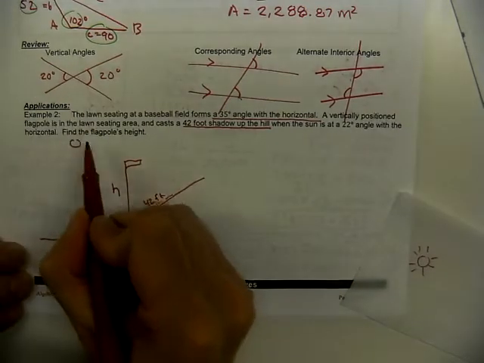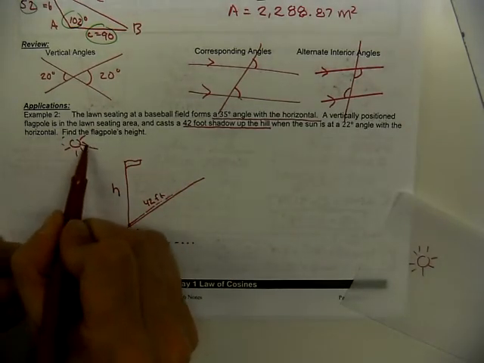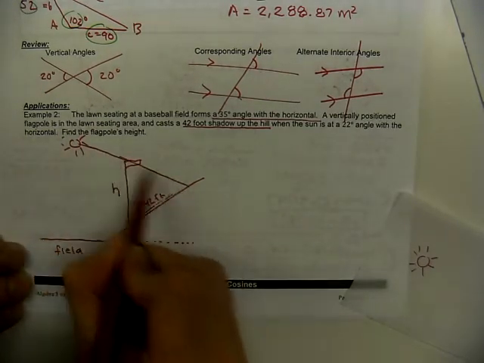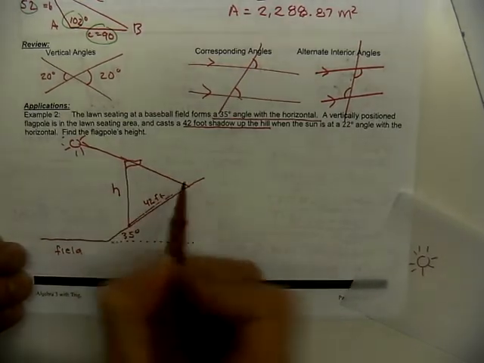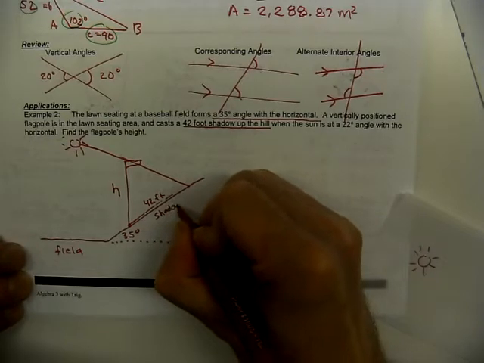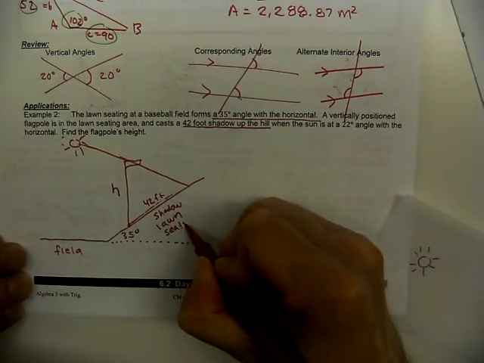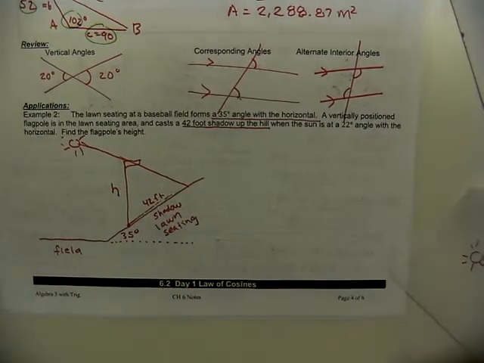So in other words, our sun is up here. If we draw a ray of light hitting the tip of the flagpole, for example, there's the third side of the triangle. And there's the shadow on the lawn seating area, so that we know what each of these sides are representing.